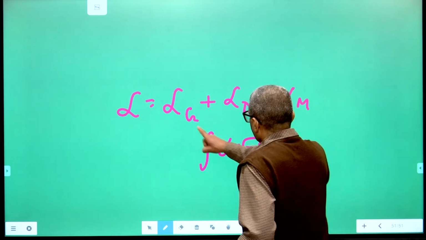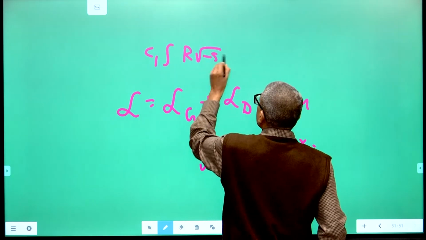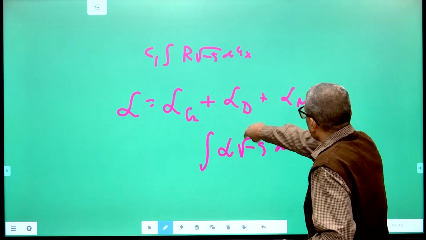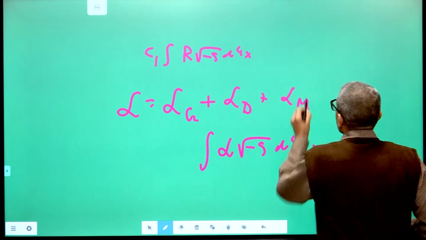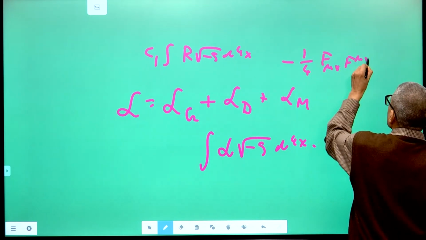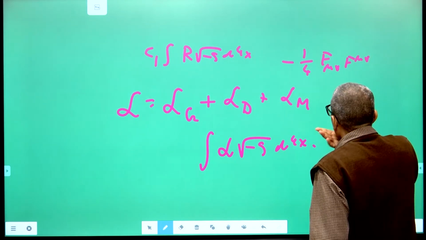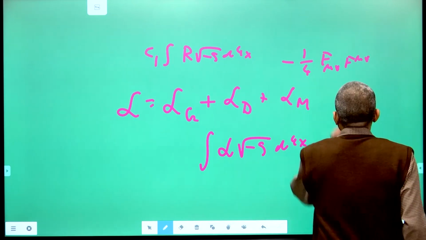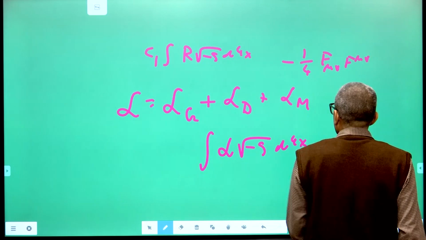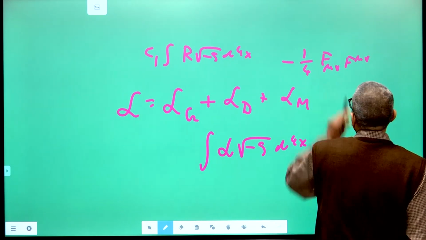So the Lagrangian of the gravitational field is simply a constant C1 times R root minus G d4x. The Lagrangian of the Dirac field is constructed using chi, the dual field we had constructed, and the Lagrangian for the Maxwell field is minus 1/4 f mu nu f mu nu. Automatically it takes into account the interaction, but the interaction term between the current of the Dirac field and the vector potential in the form of J mu A mu, that naturally comes when you write down the Dirac action.